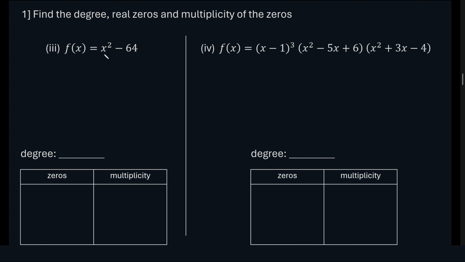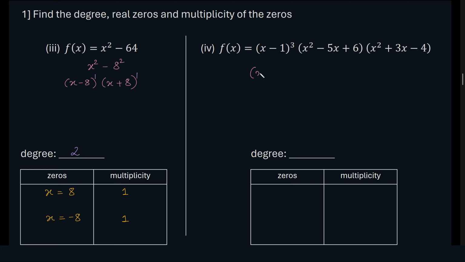Third, f of x equals x squared minus 64. Now here we have a quadratic, so we will have to factor it first. We can rewrite this as x squared minus 8 squared. And then, using the a squared minus b squared identity, we get (x minus 8) and (x plus 8). So the degree is 1 plus 1, 2. And the zeros are x equals 8 and x equals negative 8, both with a multiplicity of 1.